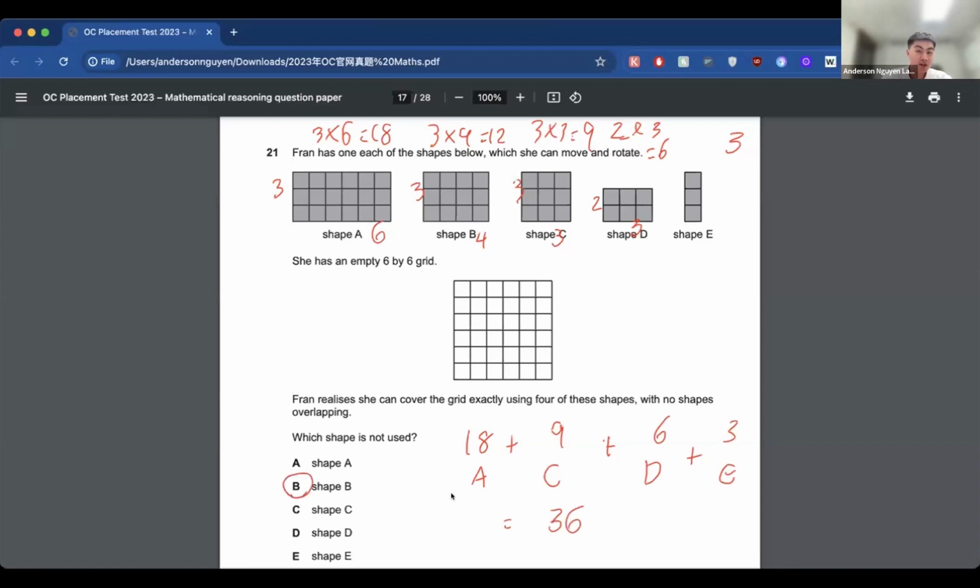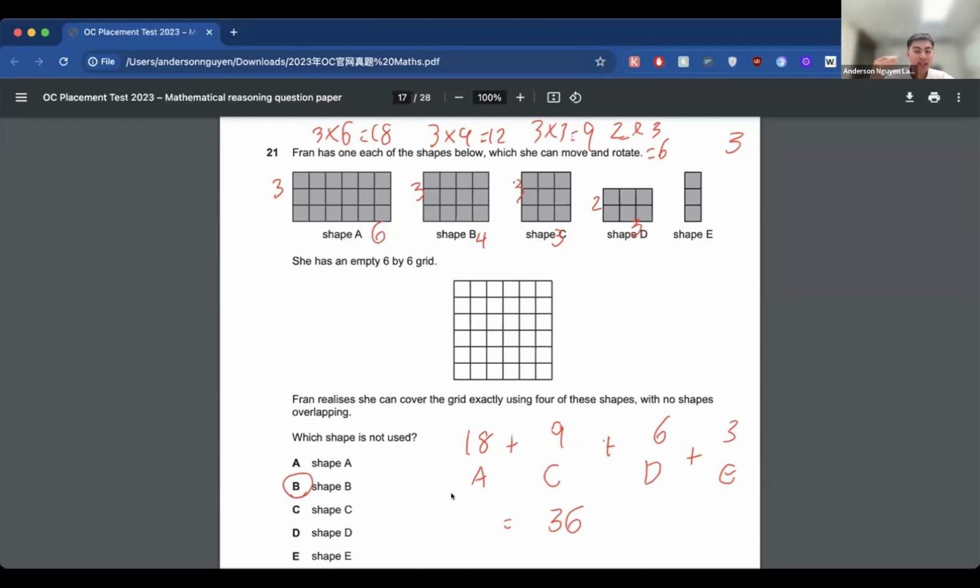Now, you could have trialed and errored. That's the other way. So if you didn't want the straightforward way, the method of just adding it up and seeing which one isn't needed, you could have just trialed and errored and you would have reached that same conclusion. So if which shape is not used, A, you just need to add up B, C, D, E. Or if B wasn't used, you add A, C, D, E, etc.